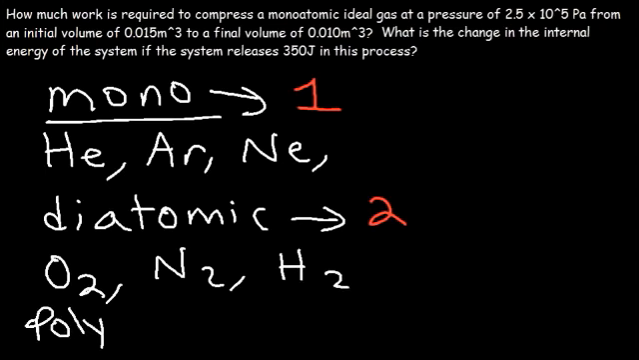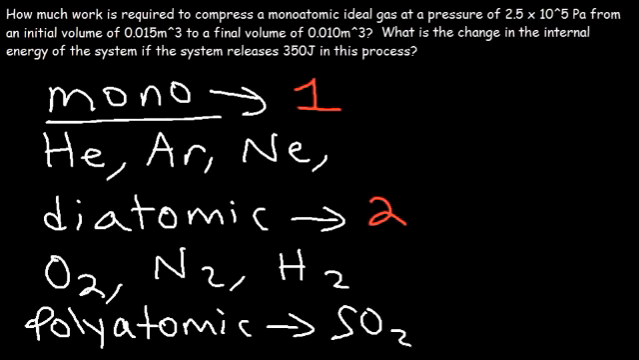Poly means many. Polyatomic gases have molecules with many atoms. Sulfur dioxide has a total of 3 atoms, 1 plus 2 is 3. Sulfur trioxide is a polyatomic gas. Carbon dioxide too. These are gases with many atoms.